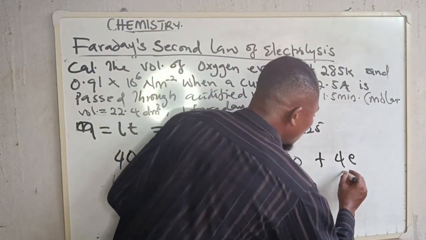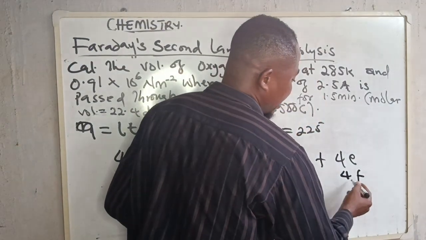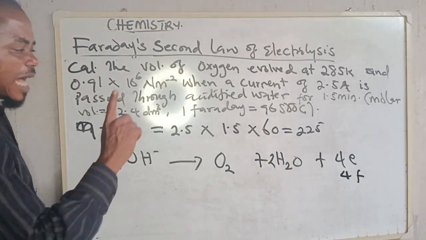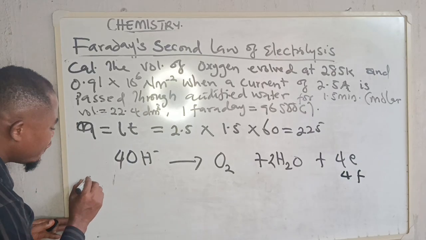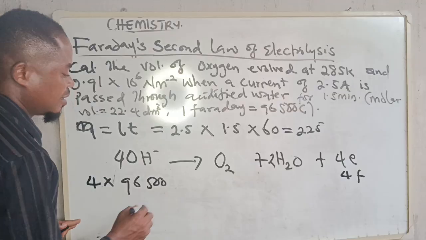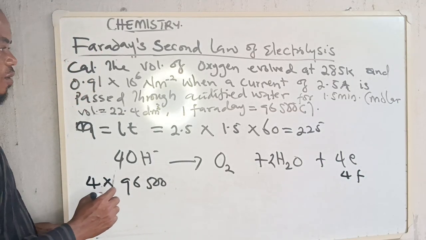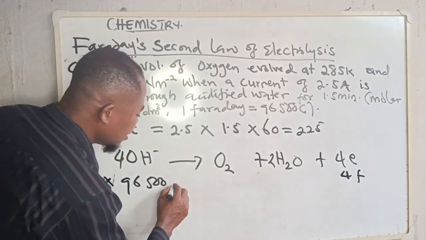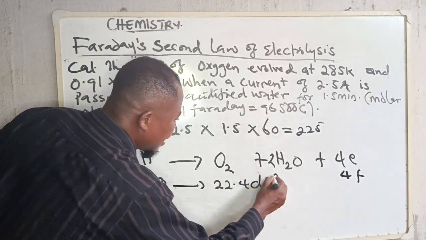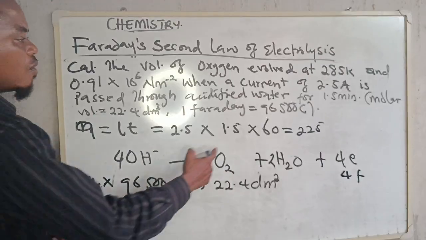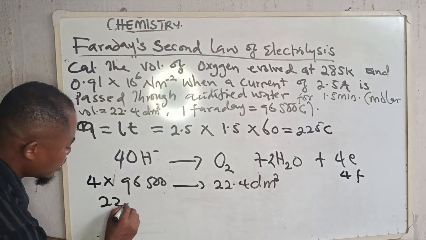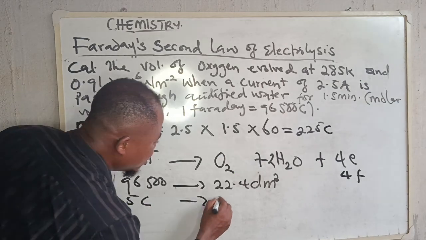Now, 1 electron is equal to 1 Faraday. That means 4 electrons will be equal to what? 4 Faraday. And that is 4 times 96500. Now, at STP, 4 Faraday, that is 4 times 96500 coulombs of electricity, yielded a volume of 22.4 dm cube. Now, with the quantity of electricity that we calculated, 225 coulombs will yield what?